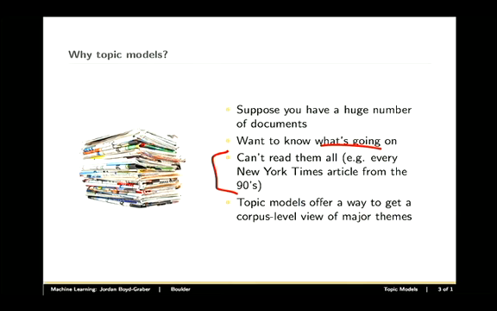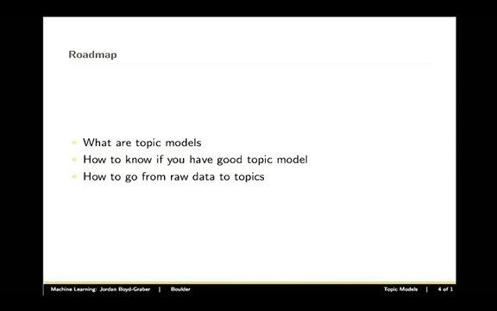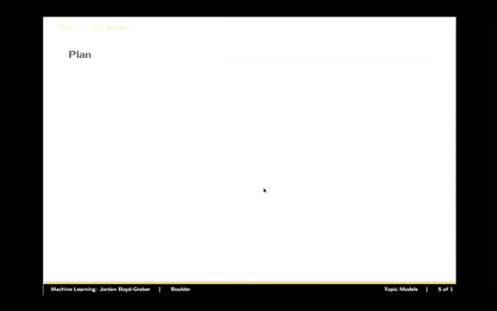Another example of how you might use topic models is to figure out all of the New York Times articles from the 90s. How do you figure out what are the main themes being discussed there? Topic models allow you to get a corpus-level view of the major themes, to cluster them into themes, even though these themes may co-occur in several of these documents. And like everything else we've been talking about for the last week, this is unsupervised. You don't know what the topics are a priori. We're not doing classification. What we'll talk about today is what are topic models, how do you know if you have a good topic model, and then how to go from raw data to topics using Gibbs sampling.